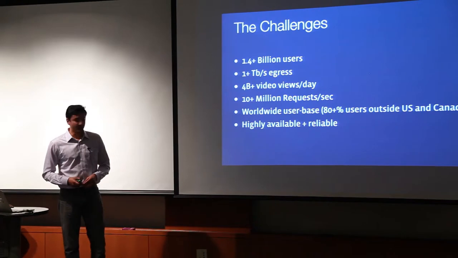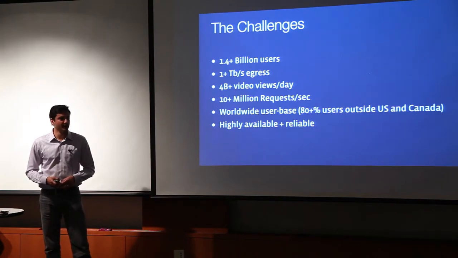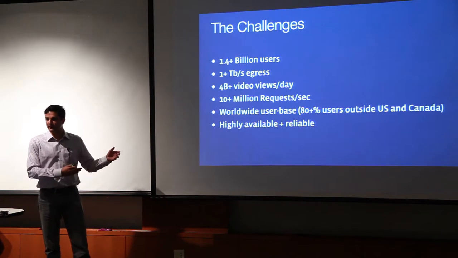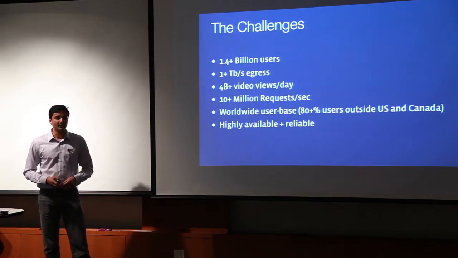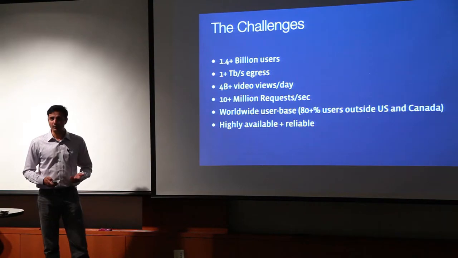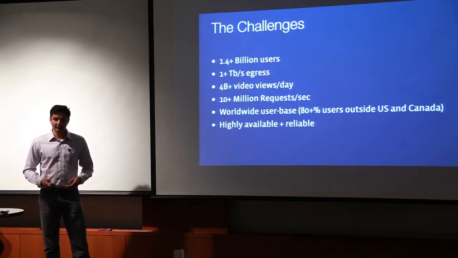So what are the challenges for Facebook's network? We're a social network, ever-expanding user base. Last time we checked, it was somewhere around 1.4 billion and counting. They generate a lot of traffic. The numbers here, full disclosure, I'm sandbagging a bit. These are the numbers that I'm allowed to disclose, but you can extrapolate from this if you want. We generate over a terabit per second of traffic through users generating over 10 million requests per second, or RPS. Different kinds of content gets handled. Video is one of the big content types we handle. We handle over 4 billion videos per day. And our user base is distributed across the world. More than 80% of our users come from outside the US and Canada. And all of this needs to be done in a highly available, highly reliable way.